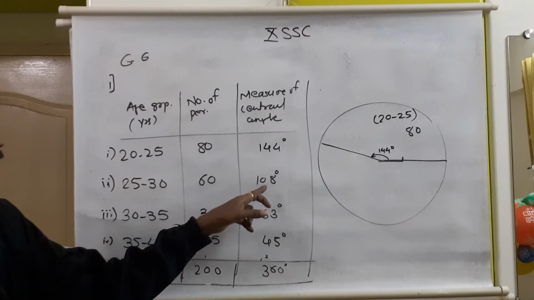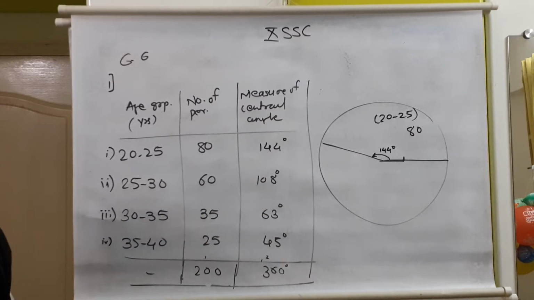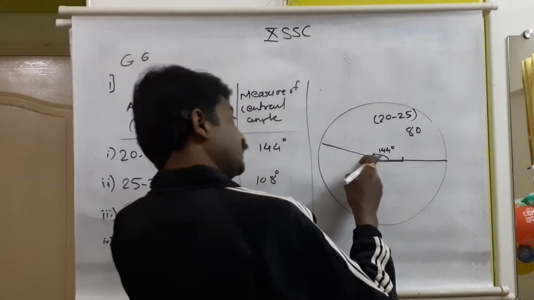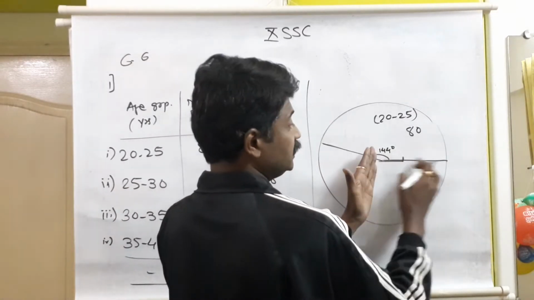Next, for the next class, 108 degree. Now this will work as a baseline. For the first sector, this was the baseline.